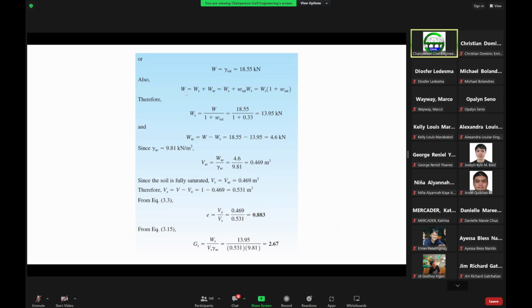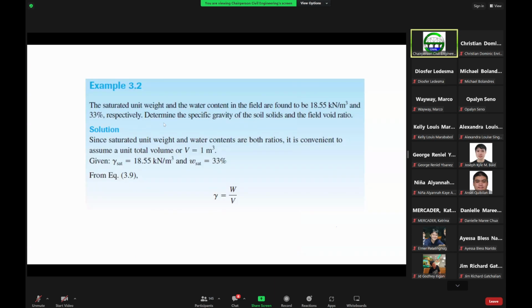So the total weight is equal to the weight of the soil solids plus the weight of water. We know that the saturated water content is equal to the weight of water over the weight of soil solids in a saturated condition. We are presuming a saturated condition because we are given a saturated unit weight.